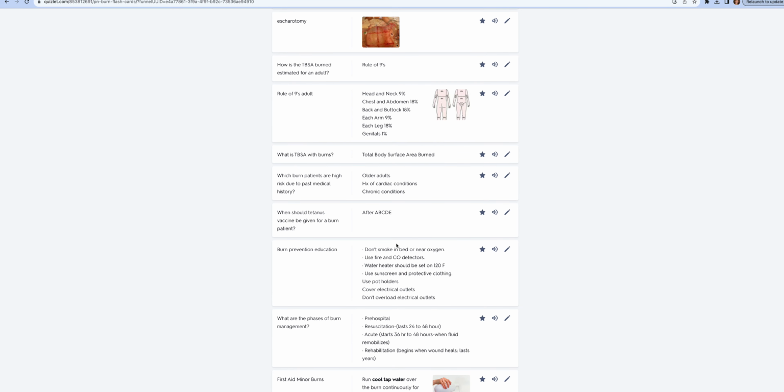Which patients are high risk due to past medical history? Older adults and people with history of a cardiac condition, because one of your primary goals when somebody comes in with a burn injury is they're going to get a lot of fluids, because they can die from hypovolemic shock. So if they have CHF, it might be a problem. So that's why you need to know that.